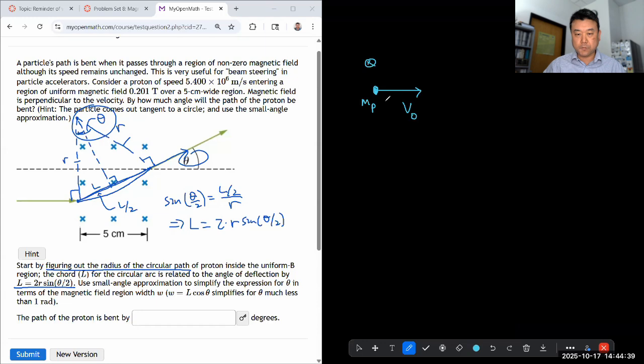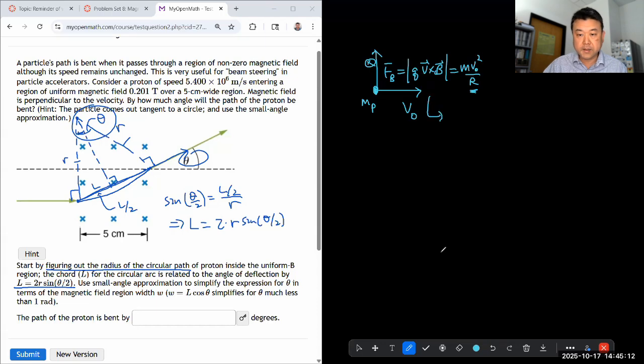So the force is upward. I have an upward magnetic force like that, and this is going to give me my centripetal force. So I say this, which comes from q v cross B, or rather the magnitude of it, is equal to the centripetal force, m v naught squared over r. So I can solve this for r, the radius of curvature of the path.